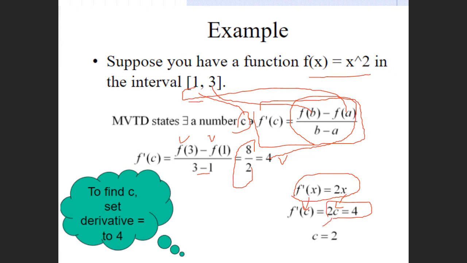In this way you can find the value of c, where the derivative of the tangent line is parallel to the derivative of the secant line. So c is equal to 2 is a point where the derivative of the tangent line is equal to the derivative of the secant line. Whenever you are going to find the value of c, you have to find the slope of the secant line and then set both of these equal, so you can find c.